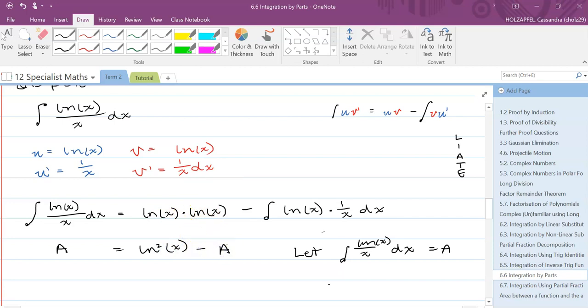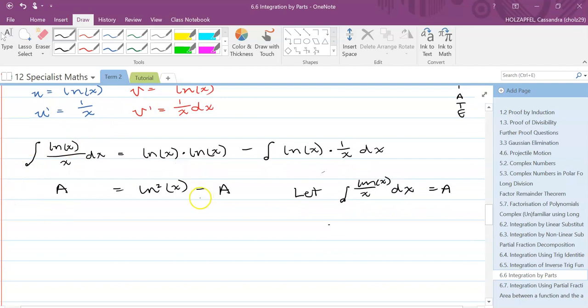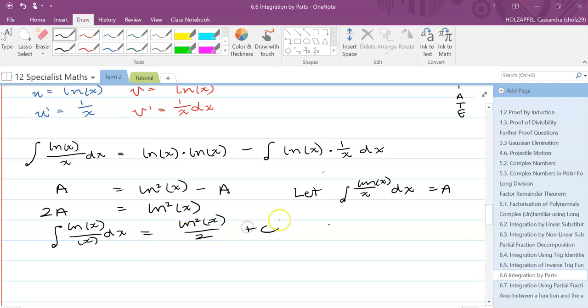So I hope that you can appreciate that substitution there, because otherwise there's not going to be any way to simplify this, because we're just going to keep going down and down and finding the same thing over and over again. But what we can do now, if I add that other A to that side, is I'm going to get ln squared x, and now I'm going to divide both sides by 2, and then resubstitute in the A there. So the integral of ln x over x dx is actually going to be equal to ln squared x over 2 plus c.